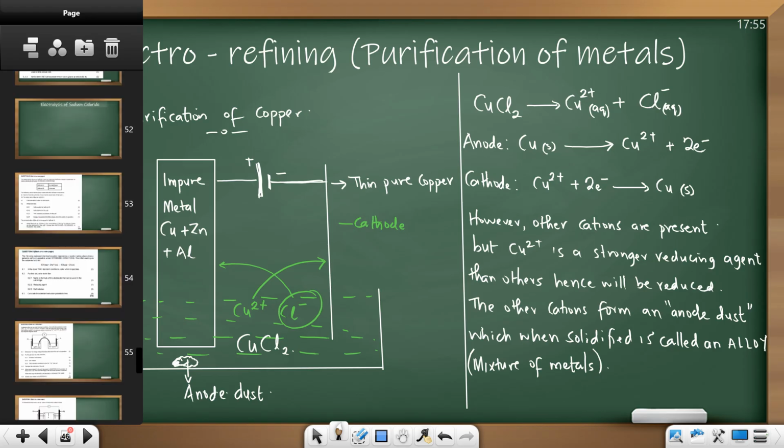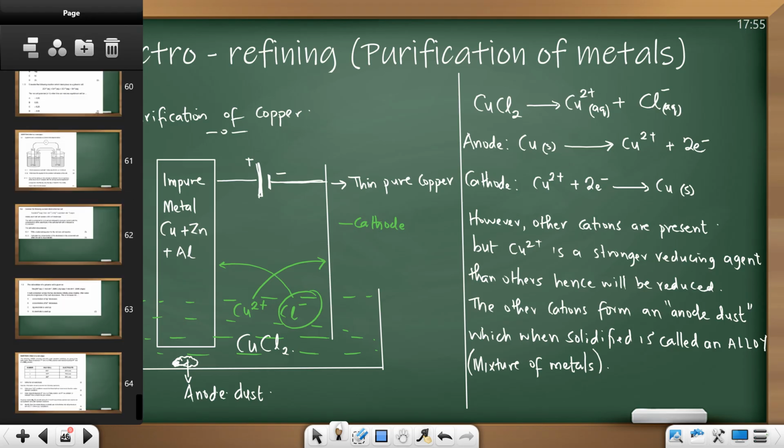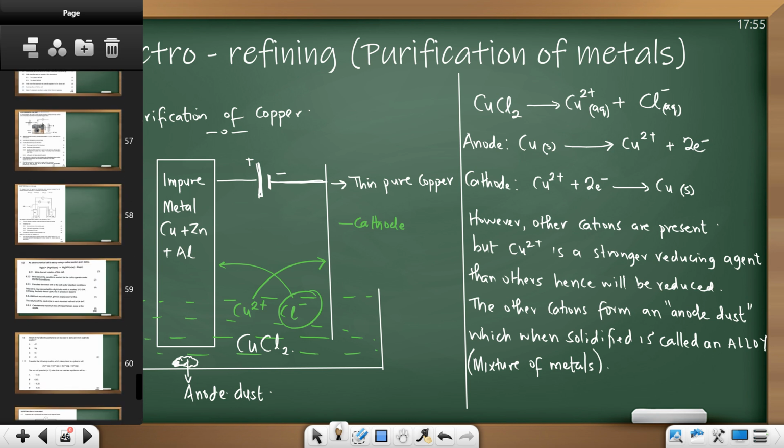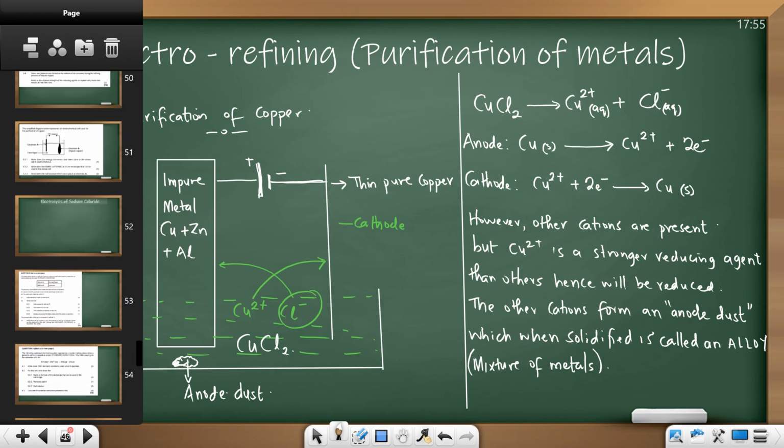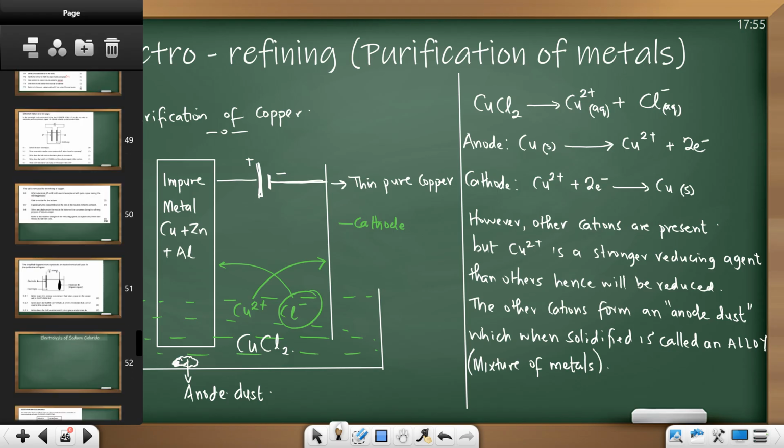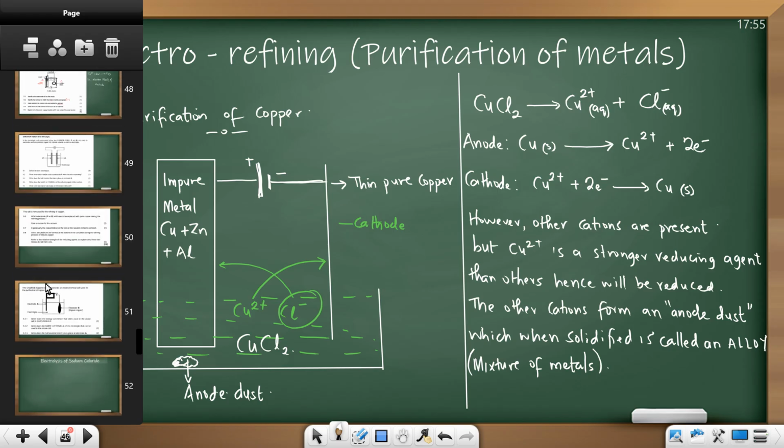Okay, but quickly before we answer questions, remember when we start answering questions now, it's going to be a mixture of galvanic and electrolytic, and also we do some stoichiometry there, but I want to quickly look at electrolysis of sodium chloride. Okay, so there we go.